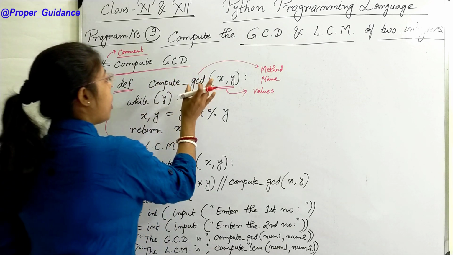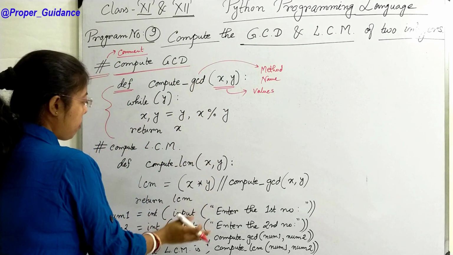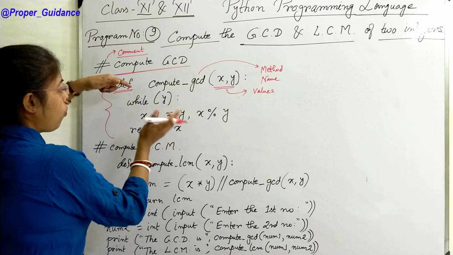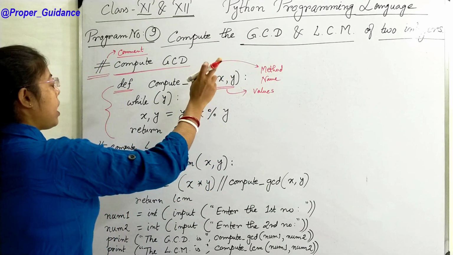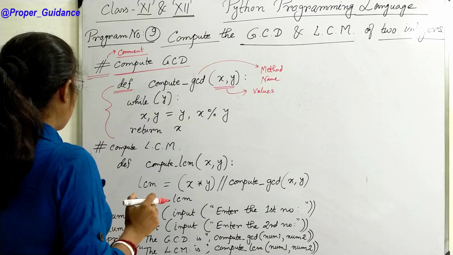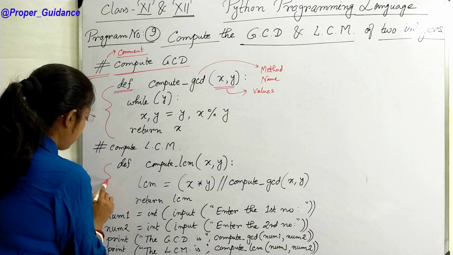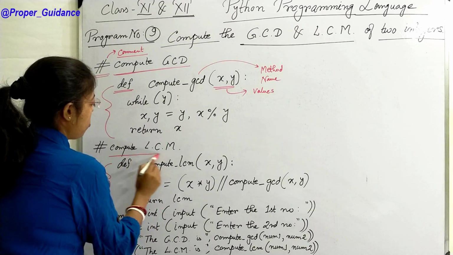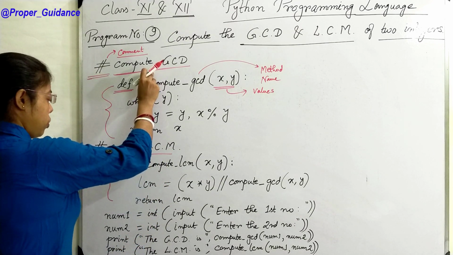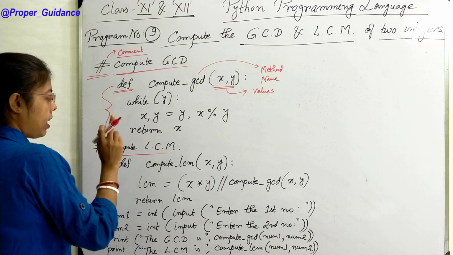Here we use a method, and after that in the main later we will call this particular method to calculate the GCD as well as LCM. Here in this program I have used two different methods. See here, one is compute GCD, the other one is compute LCM.